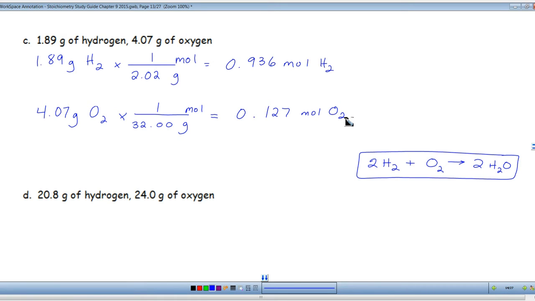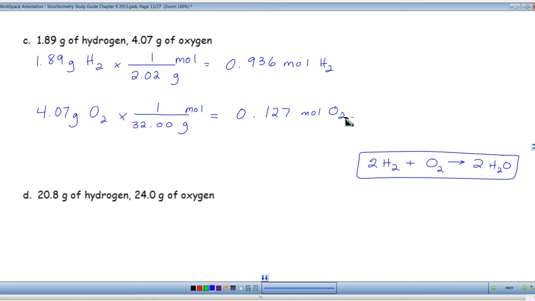These aren't really your final answer. I mean, our final answer is going to be which is limiting and which is excess. But in general, when you calculate moles, just go with the number of sig figs in the original data. So if the original masses have 3, I just left 3 in my moles.